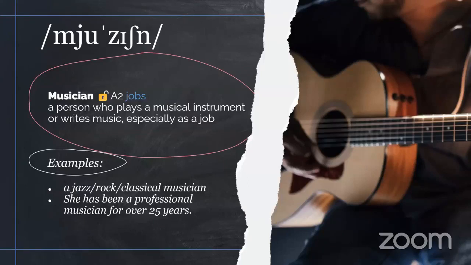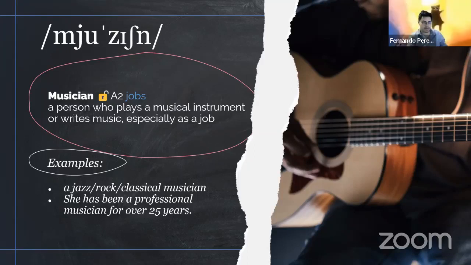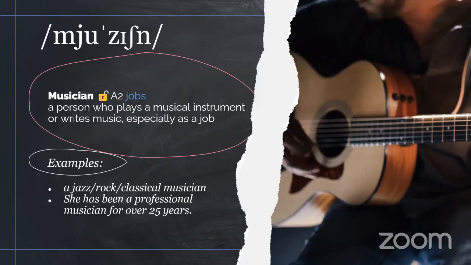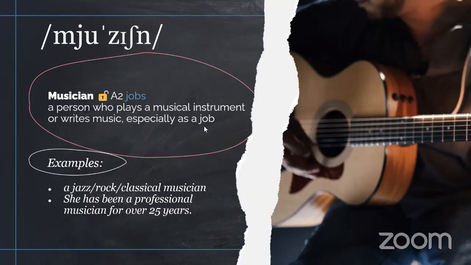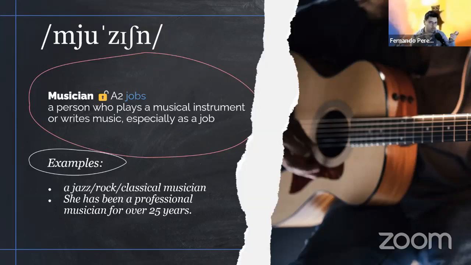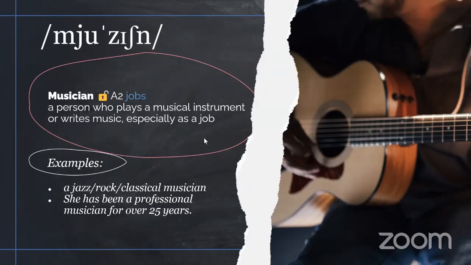What is a musician? Okay, musician. A person who plays a musical instrument or writes music, especially as a job. What is that? Exactly. Do you know what a job is? Do you know what is a job?